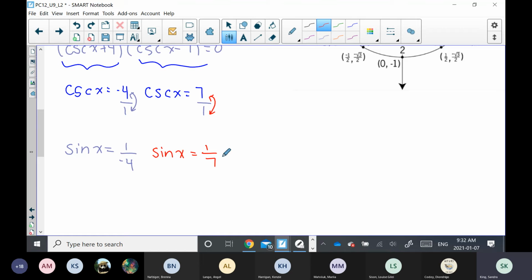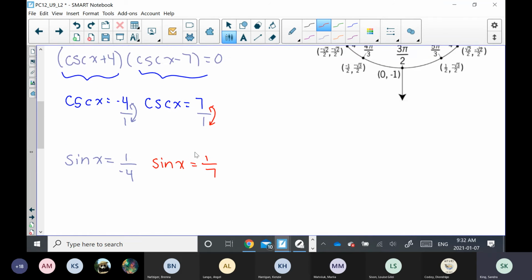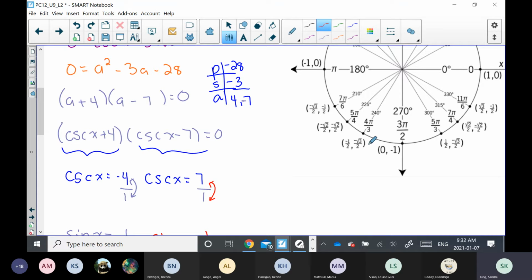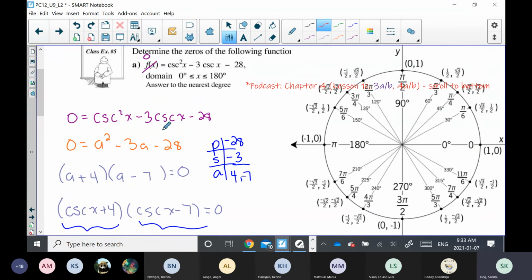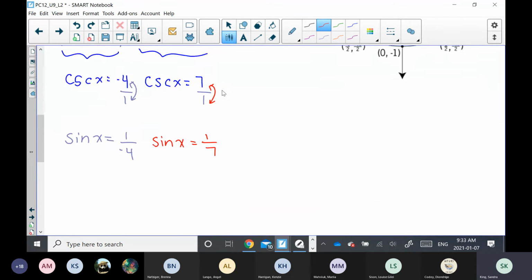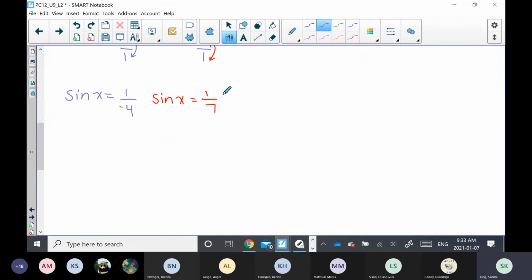Hopefully you can see that these are numbers that are not the nice points on our unit circle. So this would be on our unit circle, but it's not any of these nice coordinates here. So we're going to look back at the question, and it says answer to the nearest degree, which means that we're going to have to round. And we're going to have to do the algebra for each of these because we can't look at the unit circle. So let's find the reference angle for this one and the reference angle for this one.